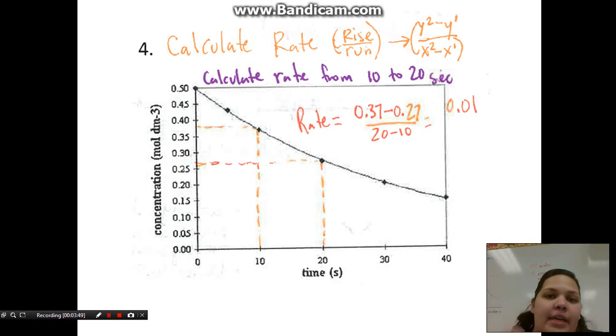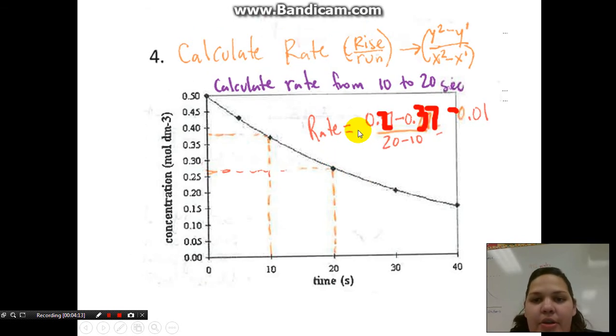This is our 4th diagram. So this 4th diagram deals with calculating rate. Rate is rise over run, or it's y2 minus y1 over x2 minus x1. So let's calculate the rate from 10 to 20 seconds. So we're going to have 20 minus 10 on the bottom, and then on the top, okay, let me fix this. Okay, there we go. So 20 minus 10 on the bottom. On the top, it should be 0.27 minus, here's 10, 0.37. That's going to equal negative 0.01.